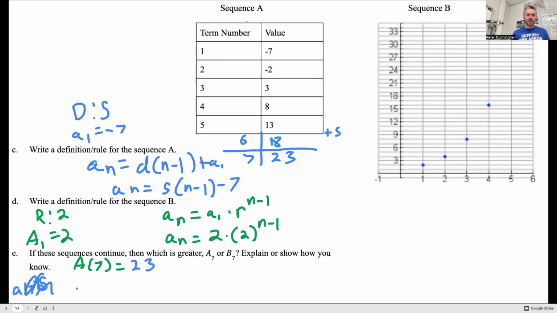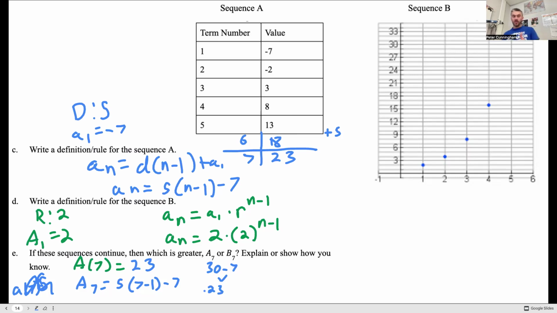Okay, so if we had the formula, we would say, okay, we have A of 7 equals 5 times 7 minus 1, aka 6, and then we're going to take 7 away from that number. So what is 5 times 6? 5 times 6 is 30. 30 minus 7 is 23.